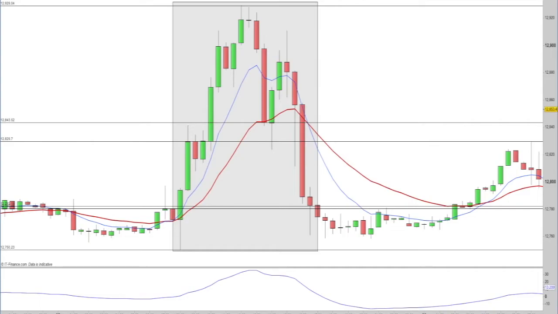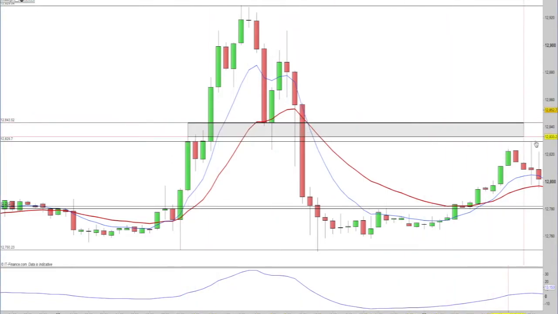So let's just get rid of the grayed out box here. And so we've got in here, you can see we've got a couple of zones. So we've got a zone here. Let's just take that right through. We've got a zone at the top.